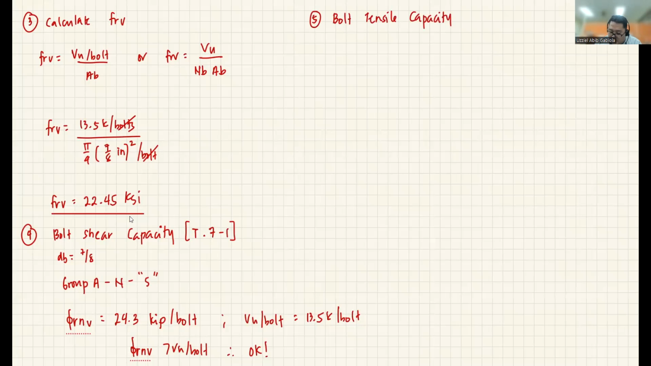So, sa tension, ang reference naman natin, table 7-2 naman tayo. Wala pa kayong copy ata ng 7-2, no? Pero kailangan lang natin again is kung what type of bolt. We have 7/8 inches. And then kung anong group lang siya. Group A tayo. So, share ko yung 7-2.